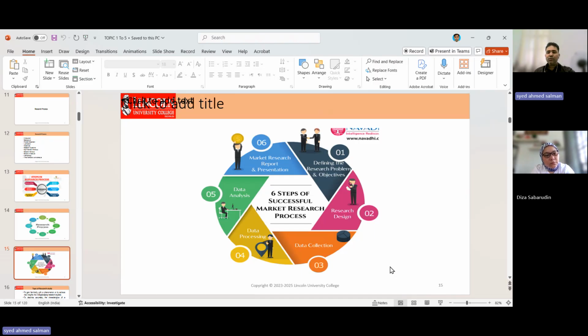The sixth step is you are going to present the entire data, whatever you have done in the research. So these are the six steps in marketing research.